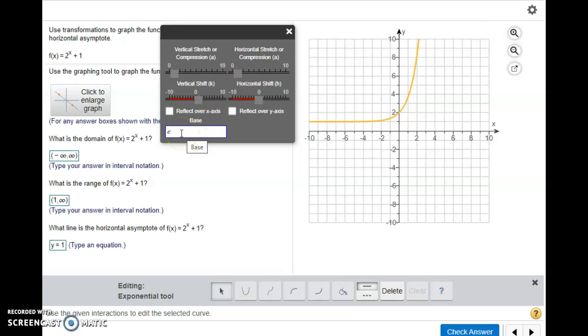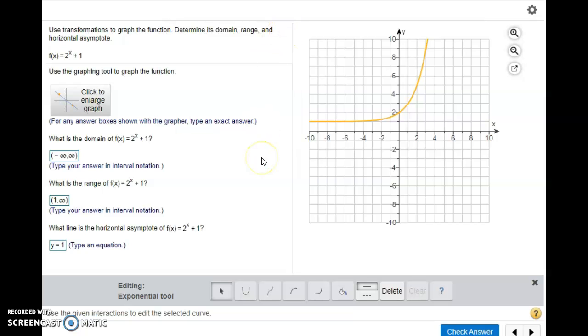Changing the base will change how steep the curve is as it's going up. Now the default is e, but our base here is 2, so just click, backspace, type 2 and hit enter, and you see that that broadened it, that made it a wider curve there. And I'm going to close here. And then I'd already done the other answers.